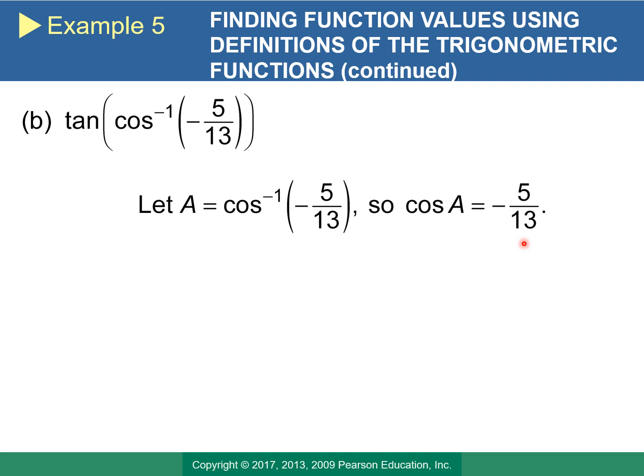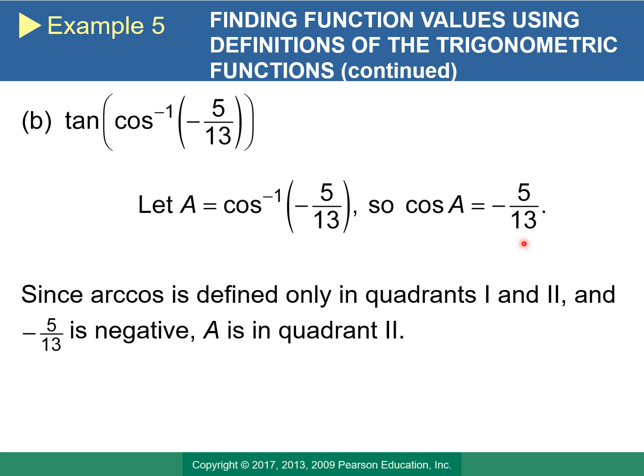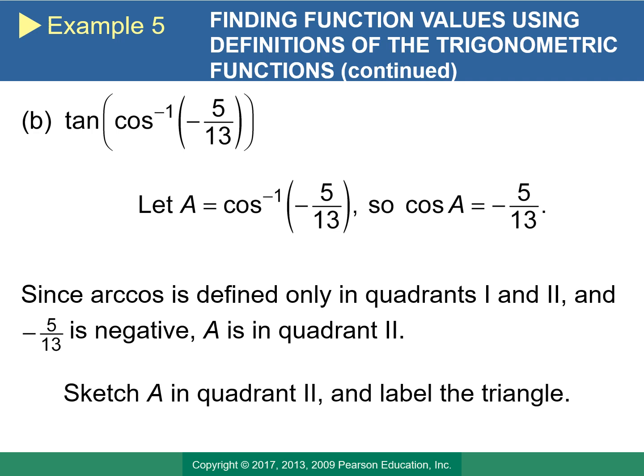And we're going to use a triangle like we did on the last example. First, let's recognize that cosine inverse, or arc cosine, is defined in quadrants 1 and 2. Because we have a negative cosine value, we're going to focus on quadrant 2, and then we're going to draw our triangle in quadrant 2.